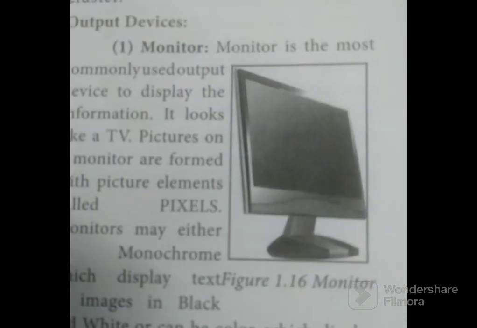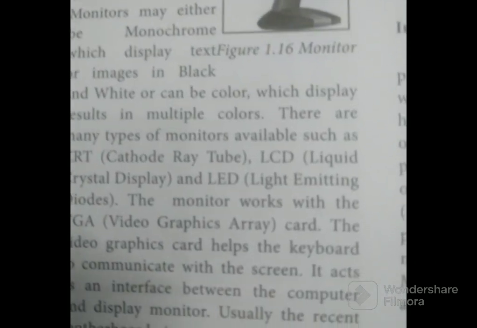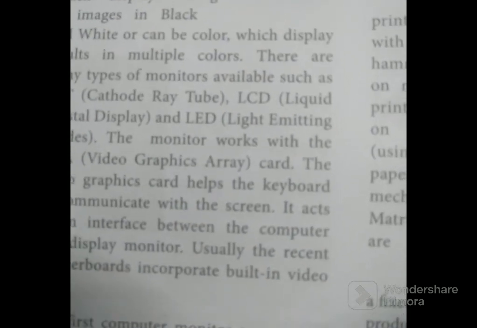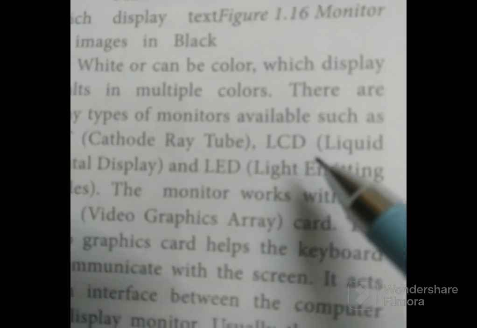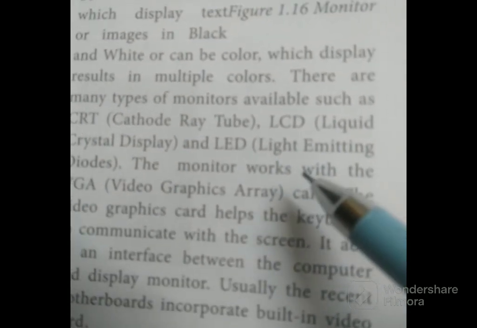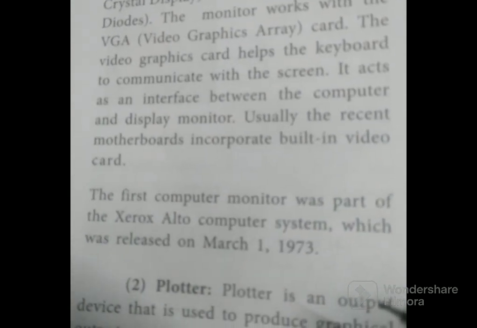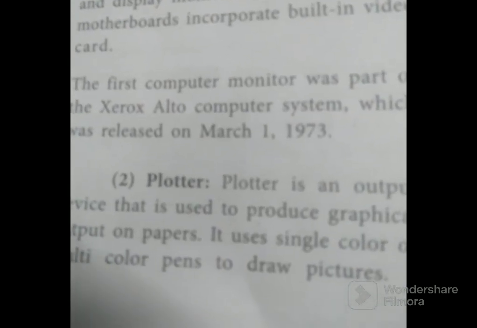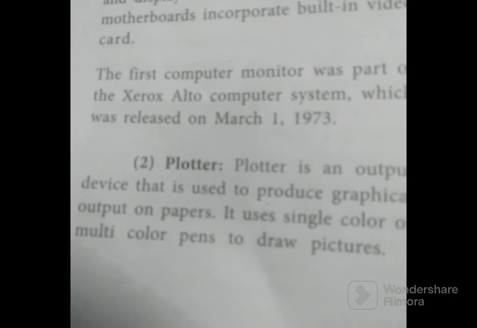Now let's see the output devices. Monitor is the most commonly used output device. Usually monitor is of 2 or 3 types. That is the bulky one, the previous year's one, CRT cathode ray tube, LCD and LED. These are flat panel type like this. And the next output device is plotters. Plotters is an output device that is used to produce graphical output on papers. See this diagram.